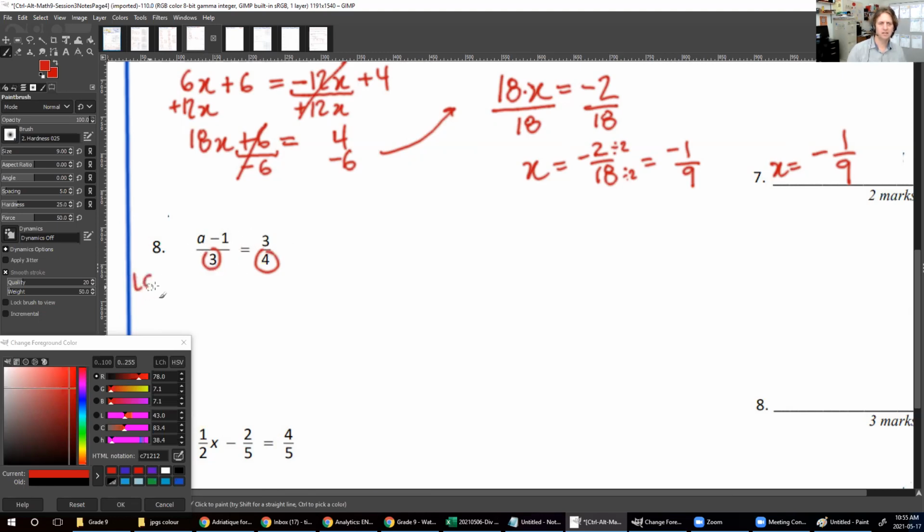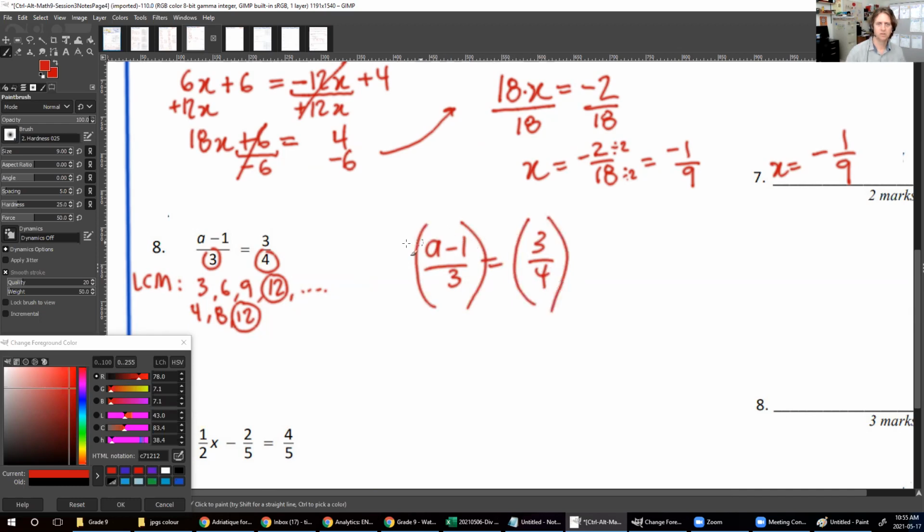Well, I'm going to do my LCM trick, lowest common multiple trick. So I'm going to list 3 times 1, 3 times 2, 3 times 3, 3 times 4, and it goes on. I know what it is, so I'm not going to go any farther. And 4 times 1, 4 times 2, 4 times 3. There's the lowest number. So that's what I'm going to multiply both sides by. So I'm going to rewrite this. a minus 1 over 3 is equal to 3/4. I'm going to, in big brackets here, multiply by 12, times 12.